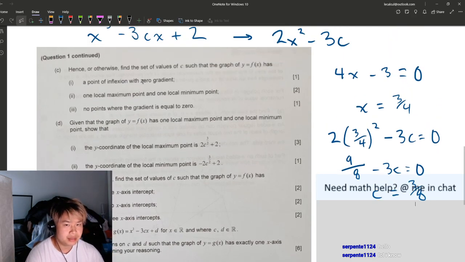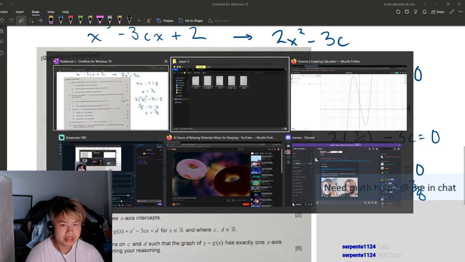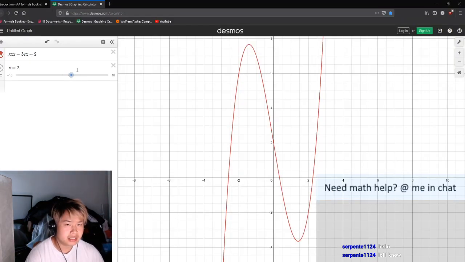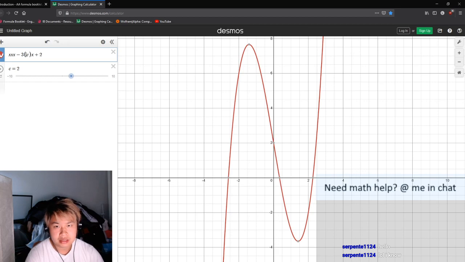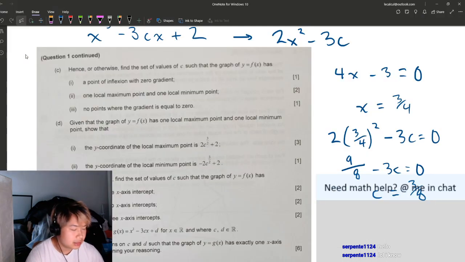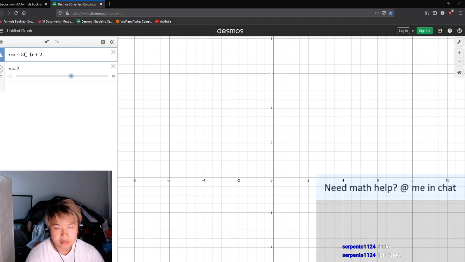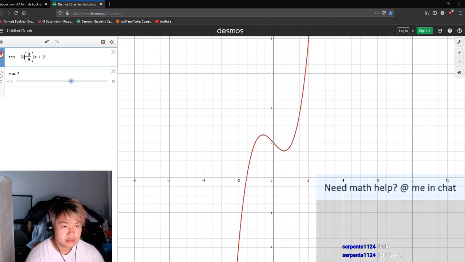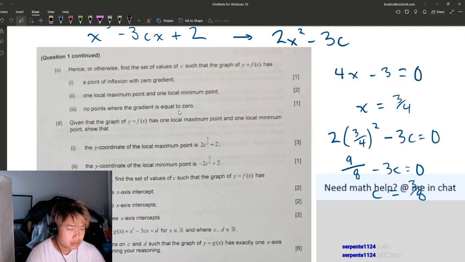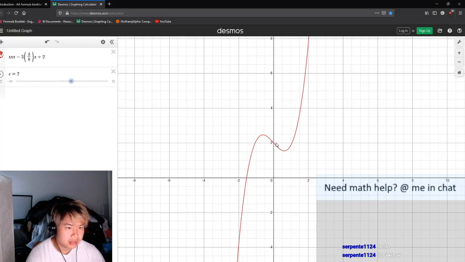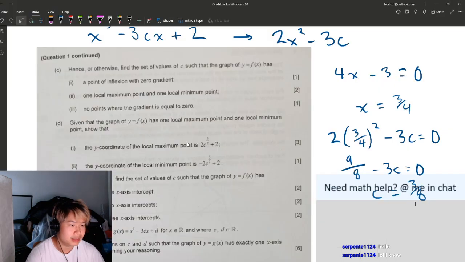So let's try that out. Let's see what happens when we have a point of inflection with a 0 gradient. You can check your answers because you have a graphing calculator. So when c is, what was it? 3 over 8? I guess I didn't do this right, because you can see the point of inflection is here. This is where it changes concavity, and this is definitely not a 0 gradient.